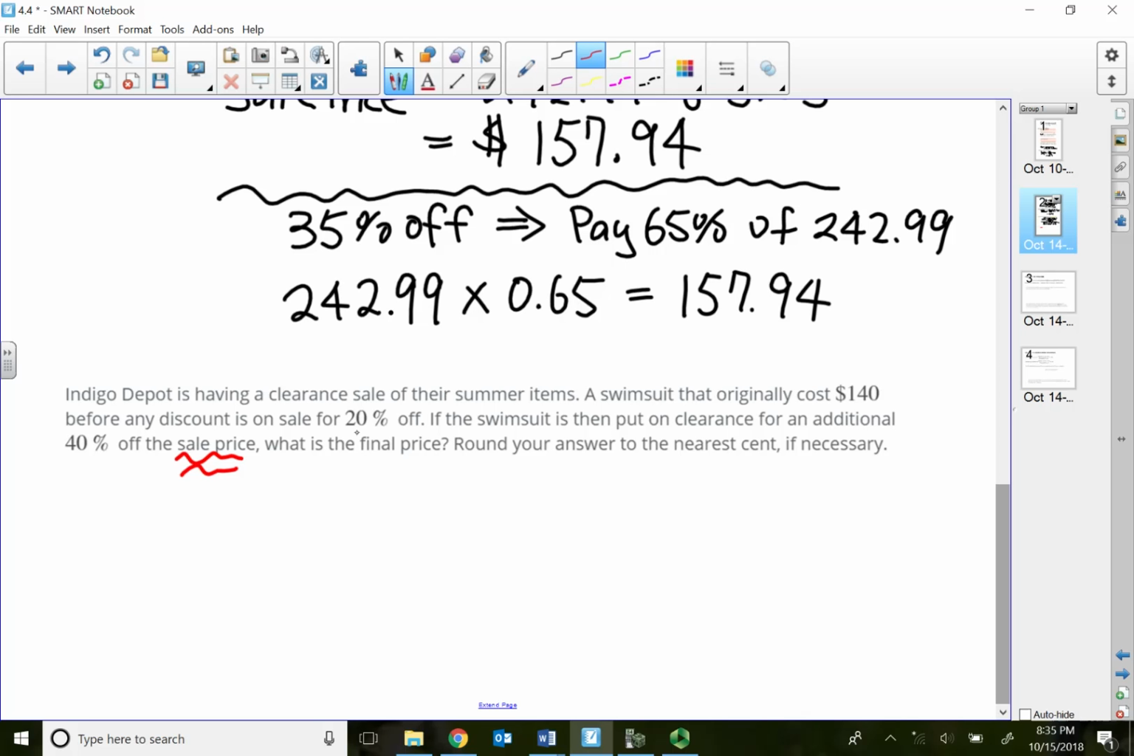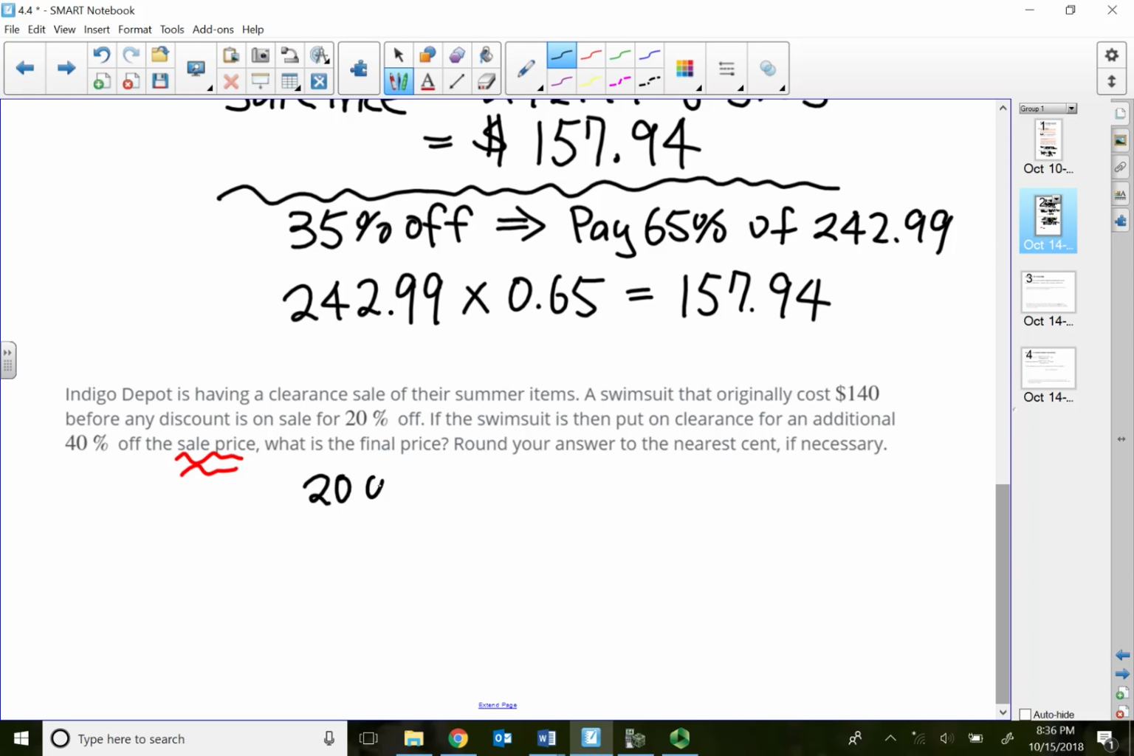Now it's on discount for 20% off. So once you get 20% off, that will be the sale price. But then they take that sale price and give it another 40% off. So we're not getting 60% off. That's the misunderstanding. You're not getting 60% off the 140. You get 20% off first, and whatever that sale price is, you get another 40% off. It does not mean you're getting 60% off. So I'm going to do it this way.